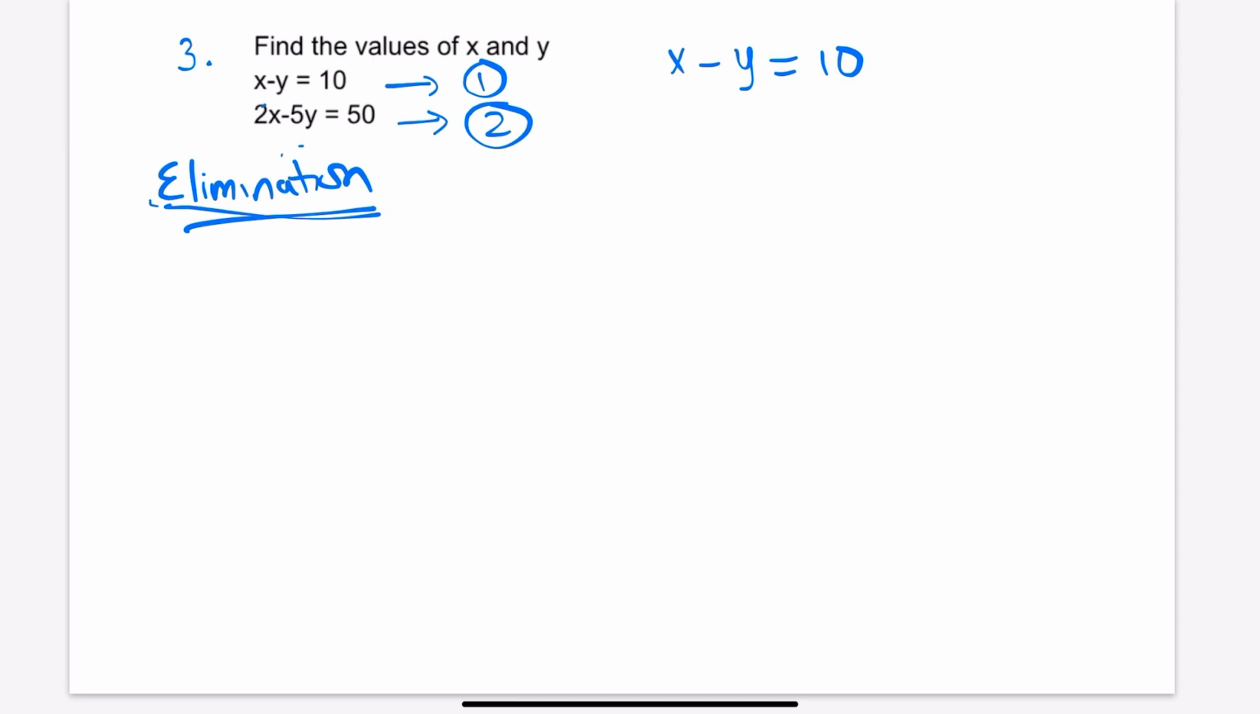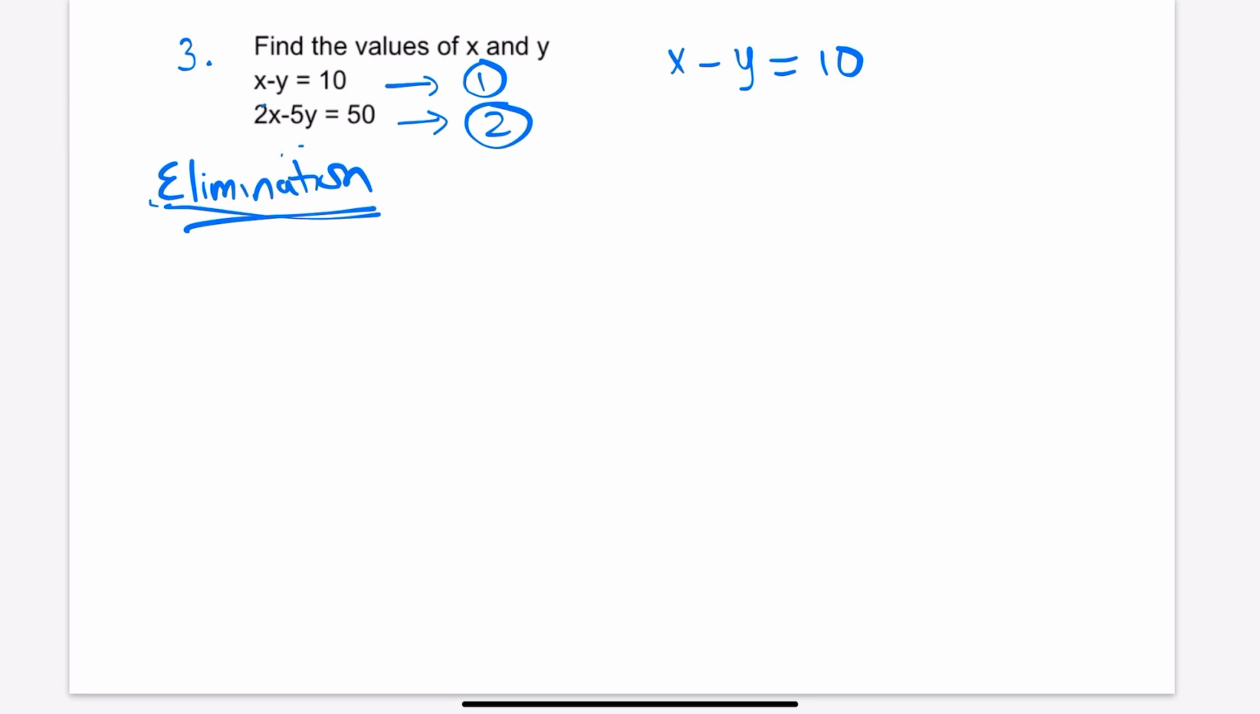Right? So none of the coefficients match. The x coefficient is 1 and the x coefficient is 2 here. The y coefficient is negative 1, the y coefficient is negative 5. The idea of elimination is to bring the coefficients of either x or y to be the same. Once you make the coefficients the same, then you can perform some operation like addition or subtraction to do the elimination. So in this case, the choice is yours.